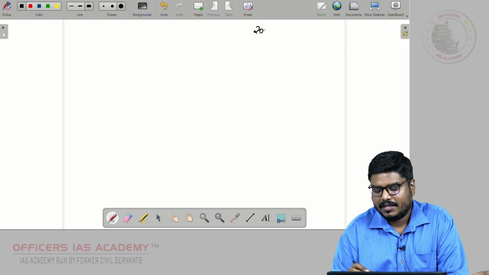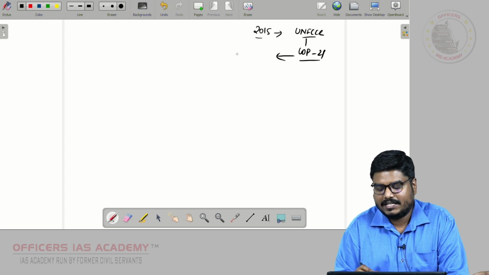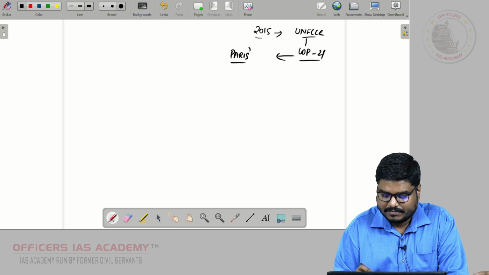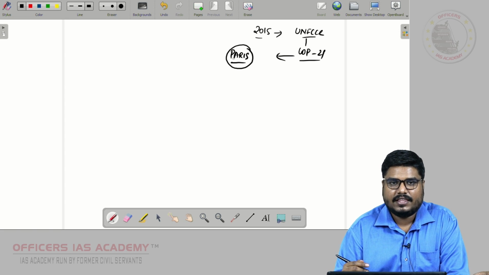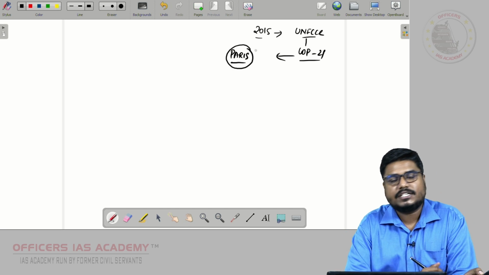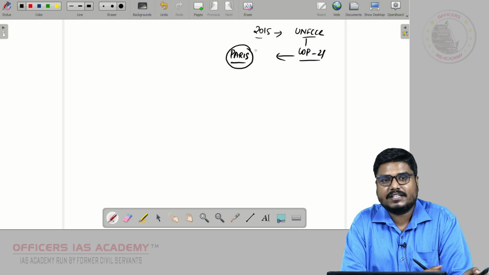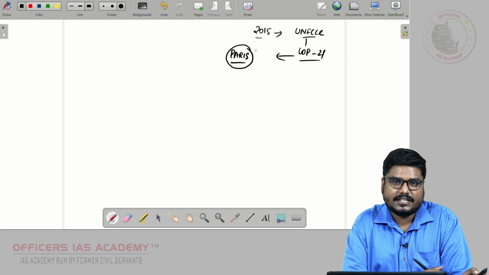We all know in 2015 UNFCCC Conference of Parties 21 was held in Paris. In Paris, the parties to this conference decided to reduce their carbon emissions, greenhouse gas emissions. Why? To ensure that the global average temperature does not exceed 2 degrees Celsius from the pre-industrial level.